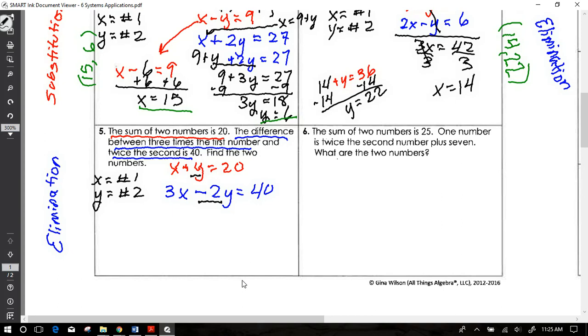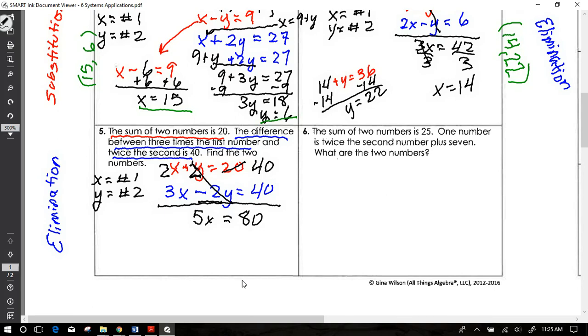So what I'm going to do is I'm going to multiply this entire equation by 2. So 2x plus 2y equal to 40. So now I'm set up to do elimination. So let's do that. So I made my 2y and my negative 2y be able to eliminate. Now let's put together the x's. A positive 2x and a positive 3x gives me a 5x. And then a positive 40 and a positive 40 is 80.